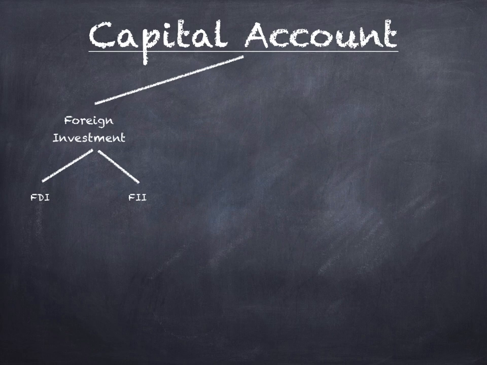So if foreign investment is coming to India, that would be noted in capital account with a plus sign. If foreign investment is getting out of India, or investment is getting out of India, then that would be denoted in capital account with a negative sign. All right, because money is leaving India.